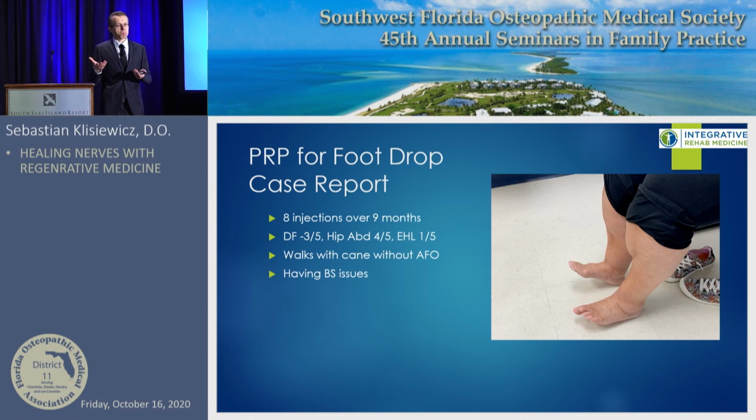And after 9 months, her dorsiflexion improved, 3 out of 5. Hip abduction is 4 out of 5, so she can walk now, and she doesn't have that Trendelenburg anymore. She walks with a cane with no more AFO. She's still having a lot of blood sugar issues.